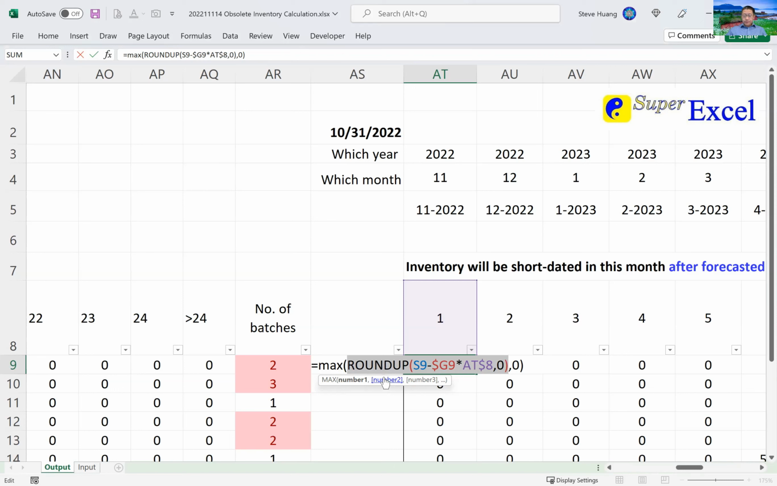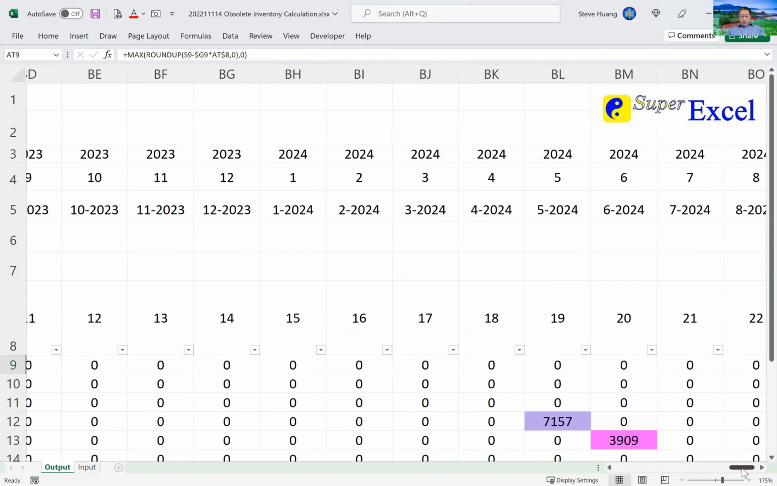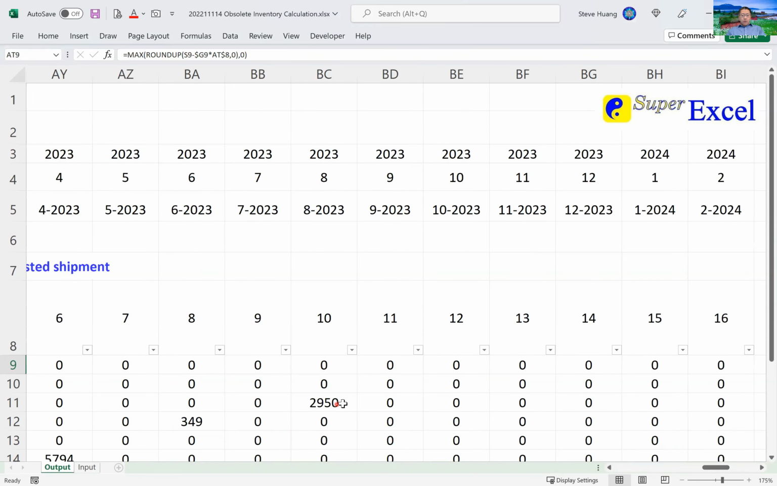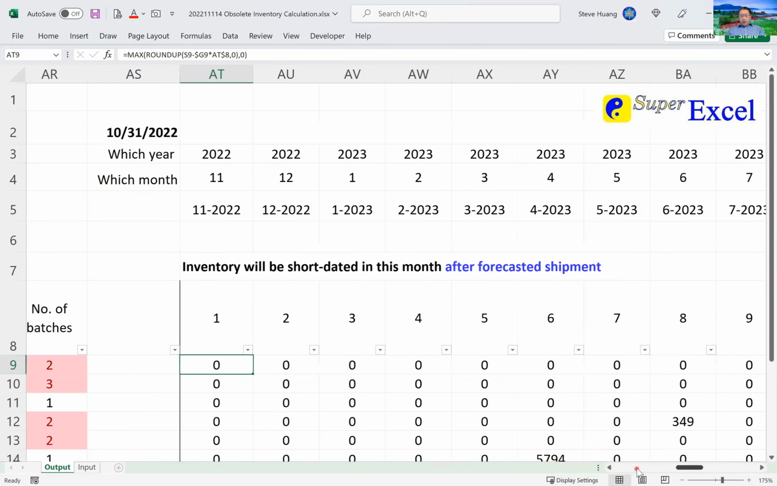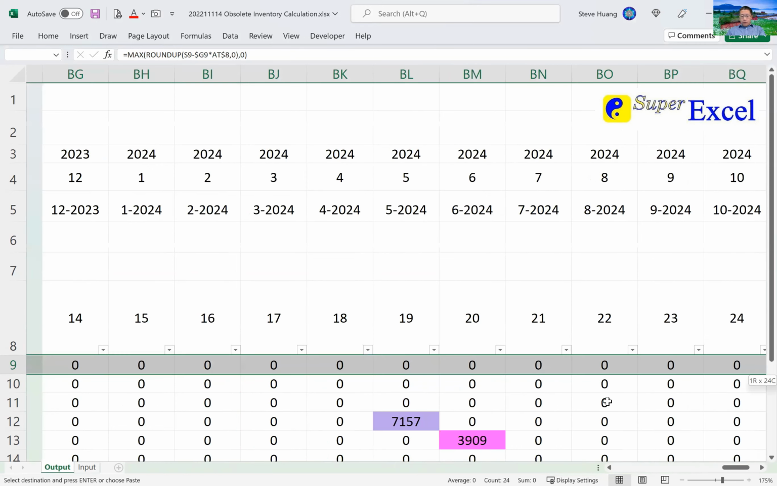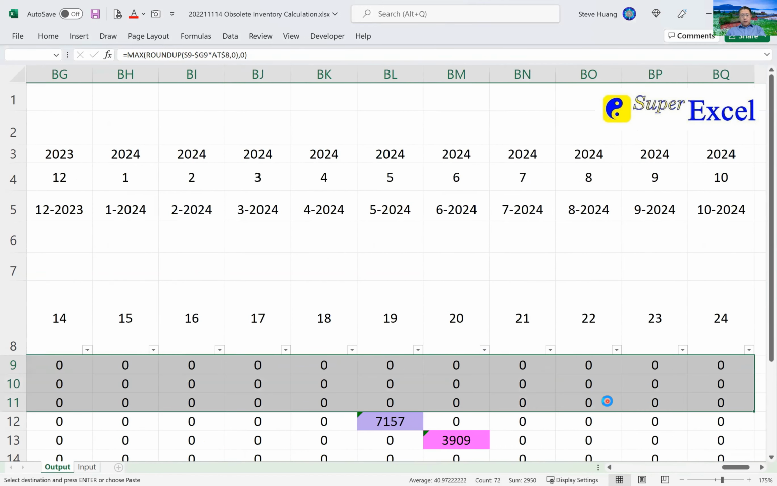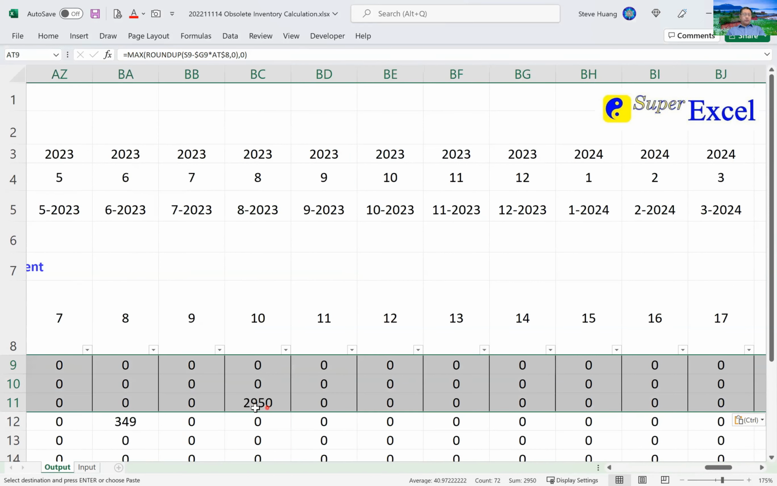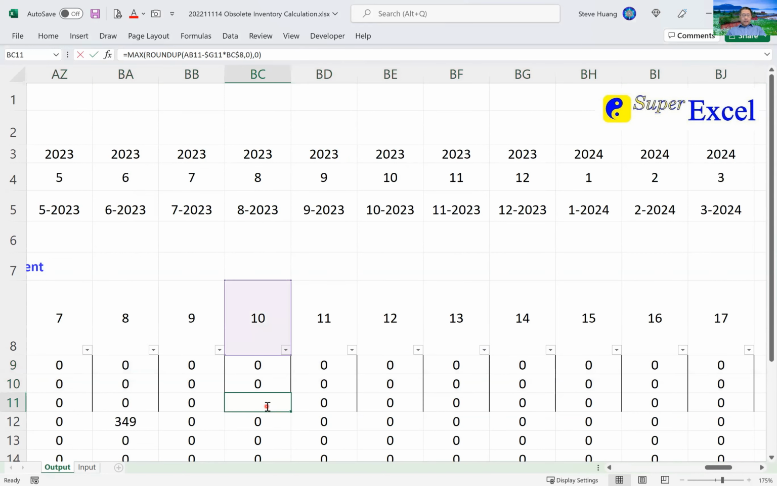Let me enter this. Just to prove the point, this will give us the same result as before. In this first record, actually they're all 0. Now let me look at maybe this third record, which will have 2950 in the 10th month. So if I copy this formula to all of the 3 rows, Control V to paste, you will see for the third record in that 10th month, we still have 2950 units to be short-dated. So this is the same for this third item.